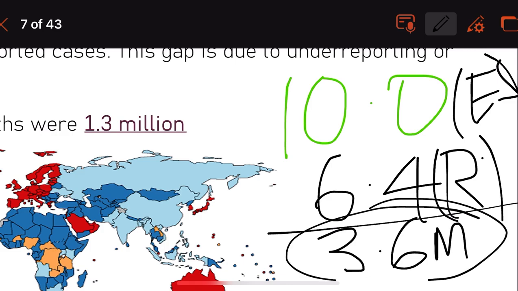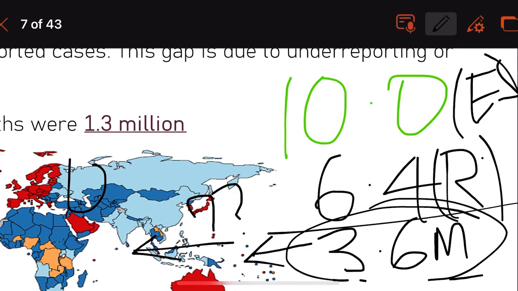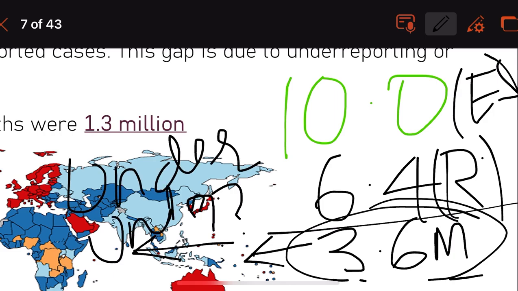So what is the reason for this gap in the recording of the cases? Where are these cases going? They are not reported. Why are they not reported? Because of the underdiagnosis of the cases and the under reporting of the cases.